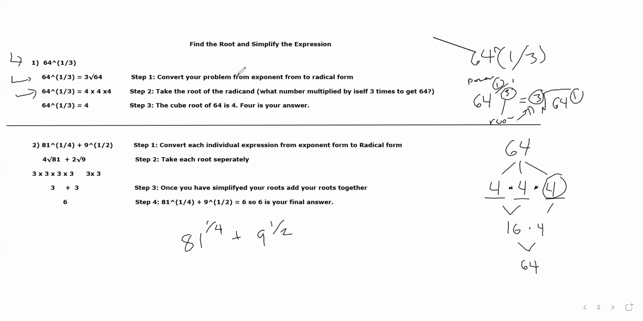Now, what you have to remember is you have to convert each individual expression on its own from exponent form to radical form. Why? You might be wondering, if I can go from exponent to radical form, and radical form to exponent, why do I need to change it? If I know that the bottom is a root and the top is a power, can I just skip that conversion step? And the answer is no.